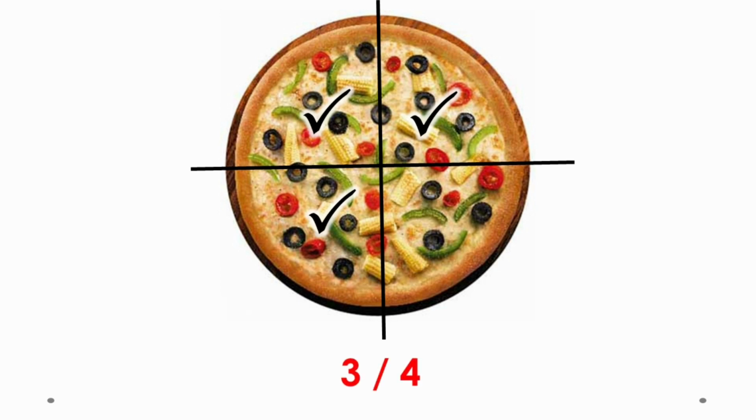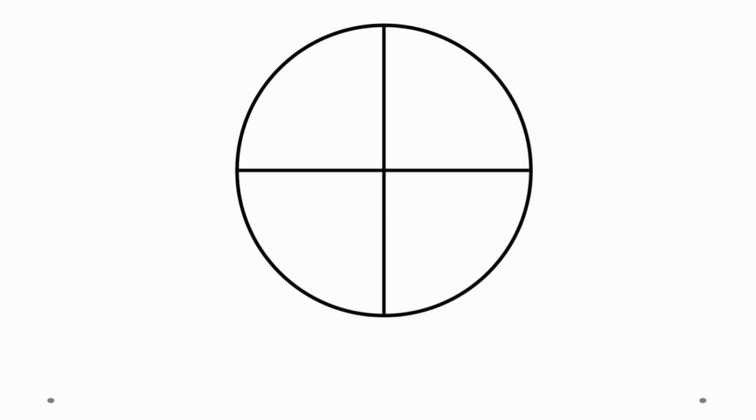So how do we determine fractions? We begin with a whole and then divide it into, let's say, 4 equal parts. What will be the fraction of one shaded part? To begin with, we count the total parts, which are 4 in this case.